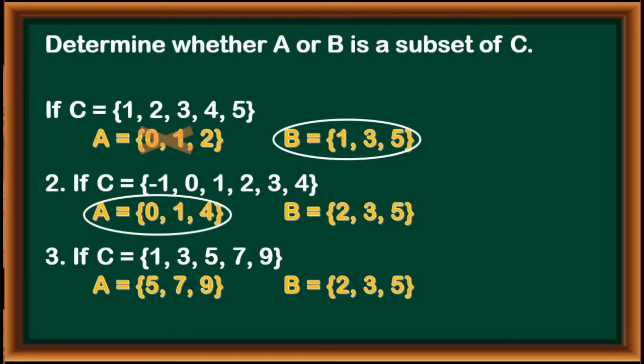While on the other one, there is 2, there is 3, but as you can see, 5 is not an element of C. So therefore, it is not a subset of set C.